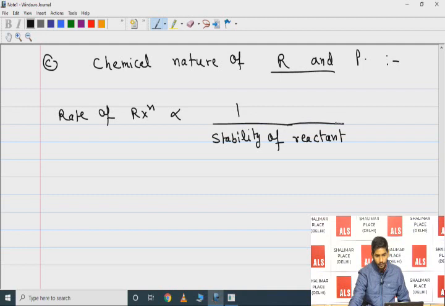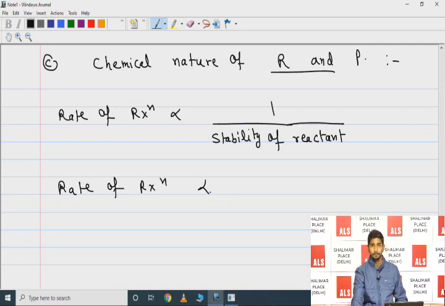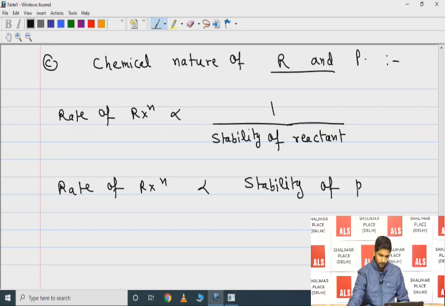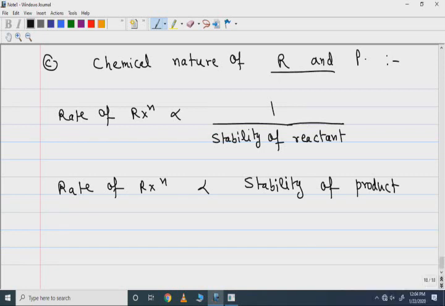Remember, ultimately we are looking for the products. Okay. So, if reactants are unstable, it means we will have much more products. So, rate will be fast, or we can say rate will be high. If we talk about the product, it should be stable. Okay. So, we can say that it is directly proportional to the stability of product. Ultimately, rate means we are looking for the product. So, if product is stable, it won't be reactive. Okay. So, again the rate will be high.